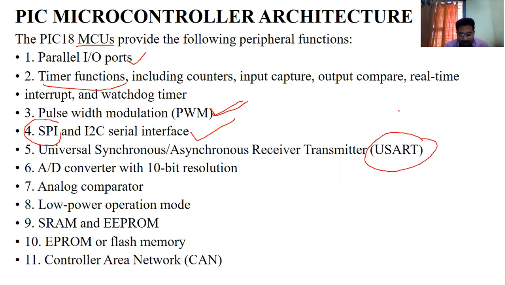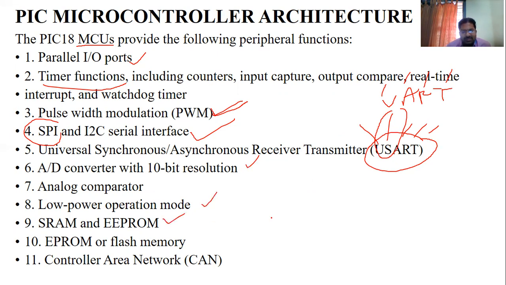In the 8051 microcontroller, we use UART for serial communication, universal asynchronous receive and transmit. But this has universal synchronous asynchronous receive and transmit, so synchronous transmission is also possible. It has the A to D converter, then D to A converter, then power module, then SRAM, DRAM, then EEPROM or flash memory. EEPROM is electrically erasable programmable read-only memory, which we also call flash memory.